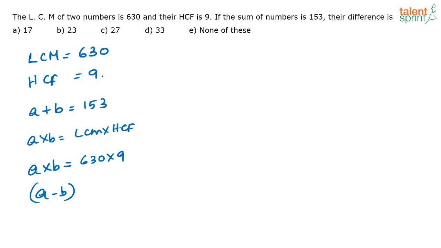So, what do you use here? You use the concept of algebra. Now, how do I express A minus B the whole squared in terms of A plus B the whole squared? I can say A minus B the whole squared is equal to A plus B the whole squared minus 4AB. Now I know all these values, just put in the values and find the value of A minus B. So you have here A plus B as 153.